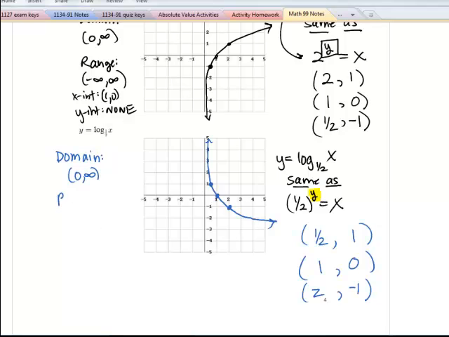The range is still -infinity to infinity, it's just shaped the other direction. It's decreasing instead of increasing. The x-intercept is (1, 0), and the y-intercept doesn't exist. There's not a y-intercept.